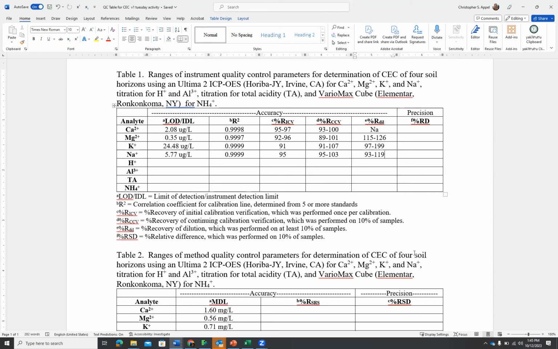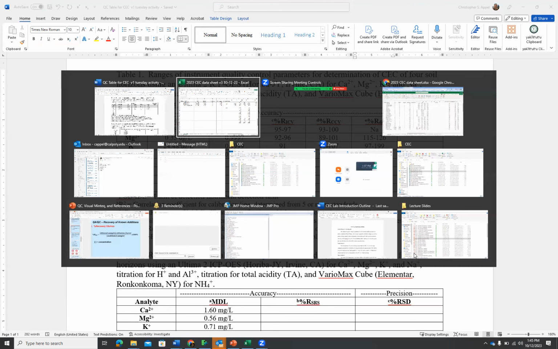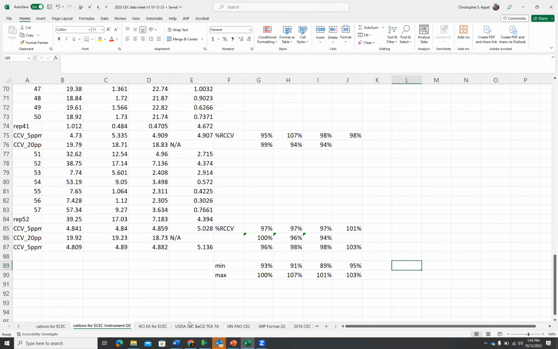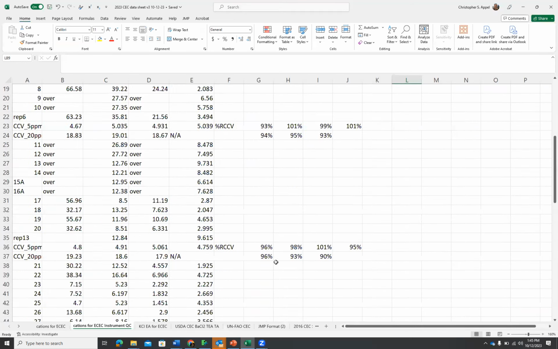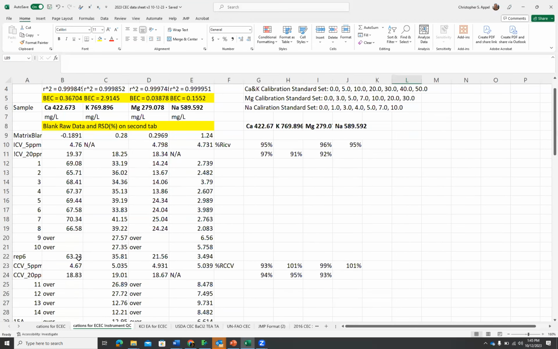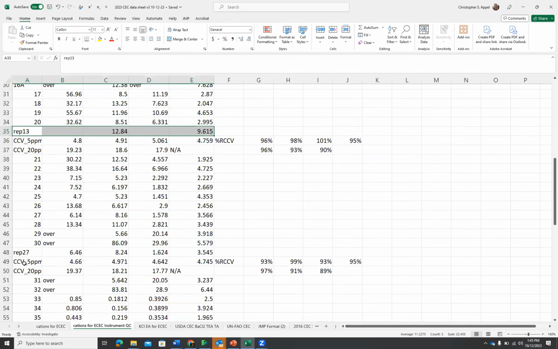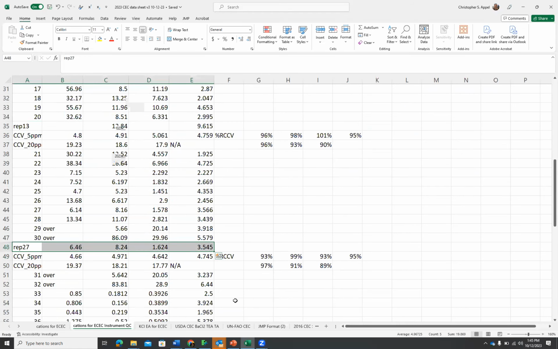Okay. So if we're good, we now need to calculate the percent relative differences. Percent relative differences is just looking at replicate measures. So if we go back to our spreadsheet, and go to that tab, the cations for ECEC instrument QC, you can see as you scroll down that we did a replicate every 10 samples. We got a replicate there, we have a replicate here, and so forth. We got all those replicates.